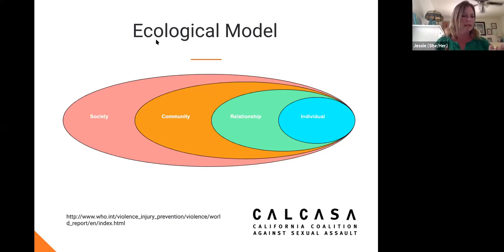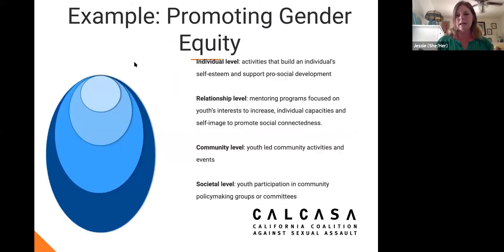So we'll give an example here. One of the strategies that programs might use in California is promoting gender equity. So some of you might recognize this as your program strategy. Other program strategies are bystander intervention and healthy relationships and community mobilization with Close to Home. But we used promoting gender equity here.